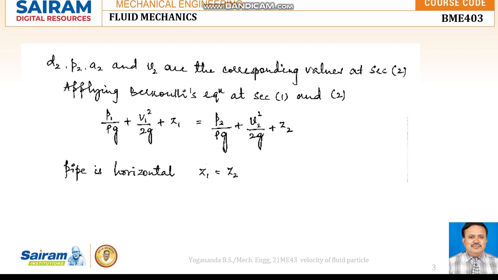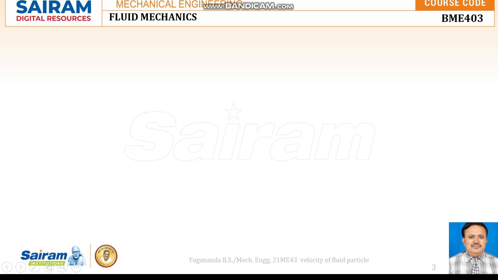Applying Bernoulli's equation at section 1 and 2, we have P1 by rho g, that is the pressure head at section 1, plus V1 square by 2g, that is velocity head at section 1, plus Z1, that is the datum head at section 1. Similarly, on the right hand side, P2 by rho g plus V2 square by 2g plus Z2. Since the pipe is horizontal, Z1 is equal to Z2.